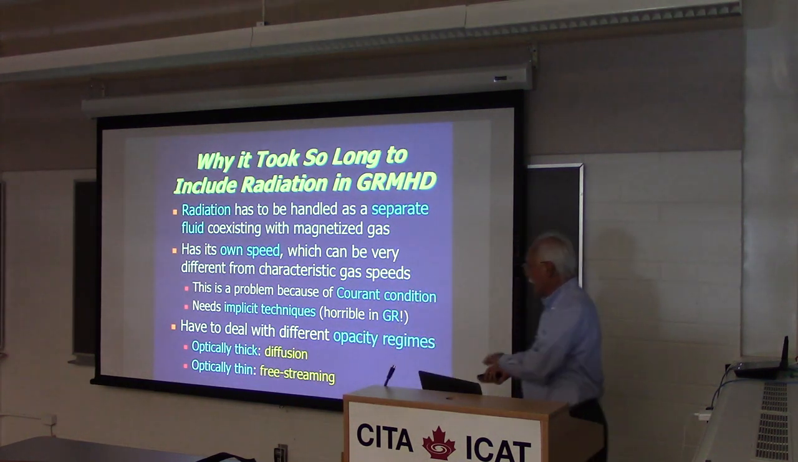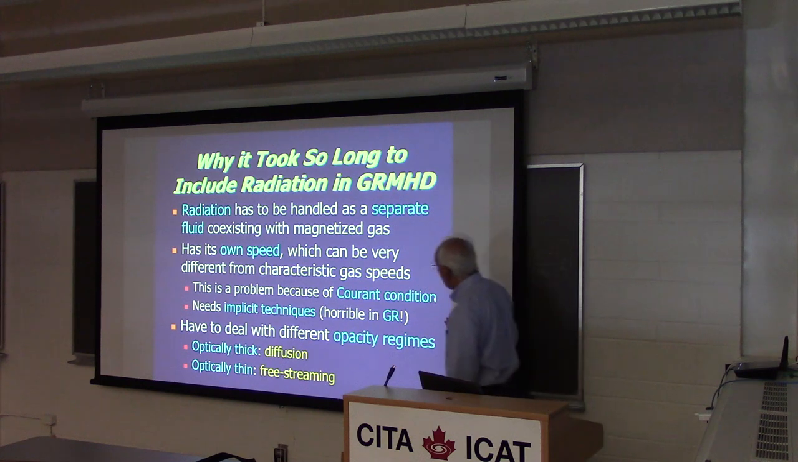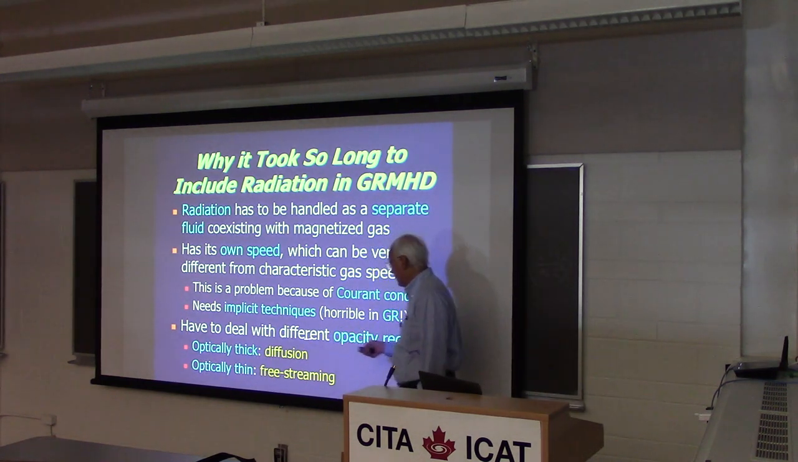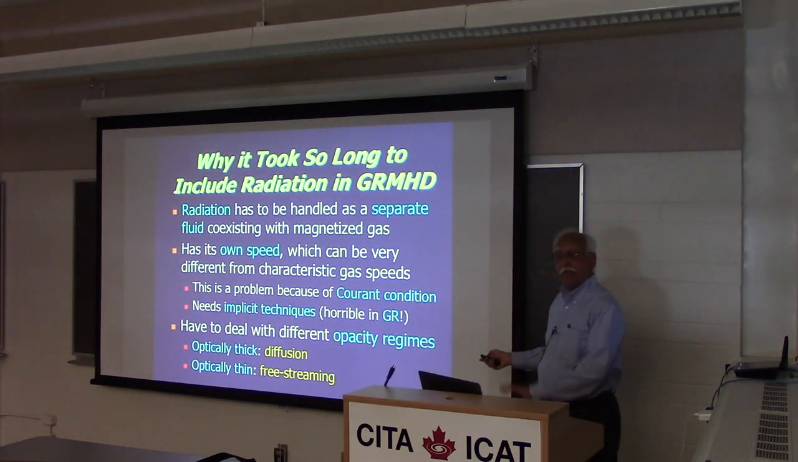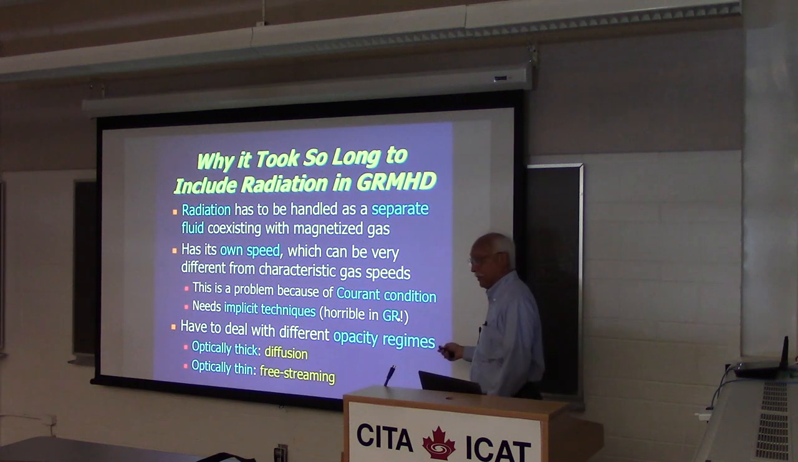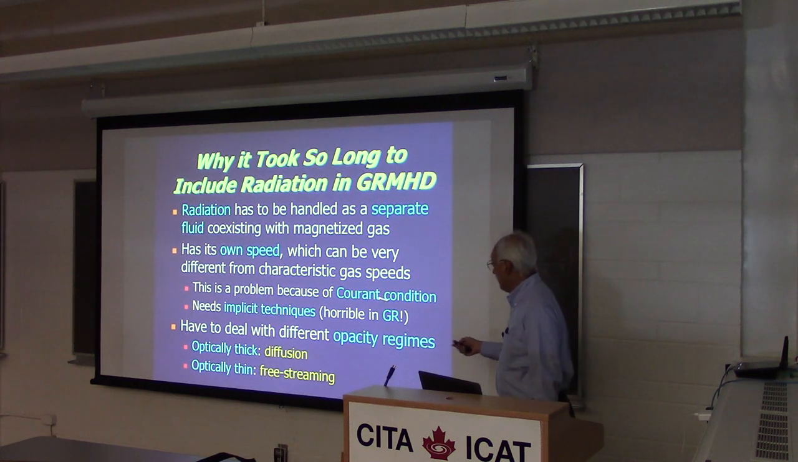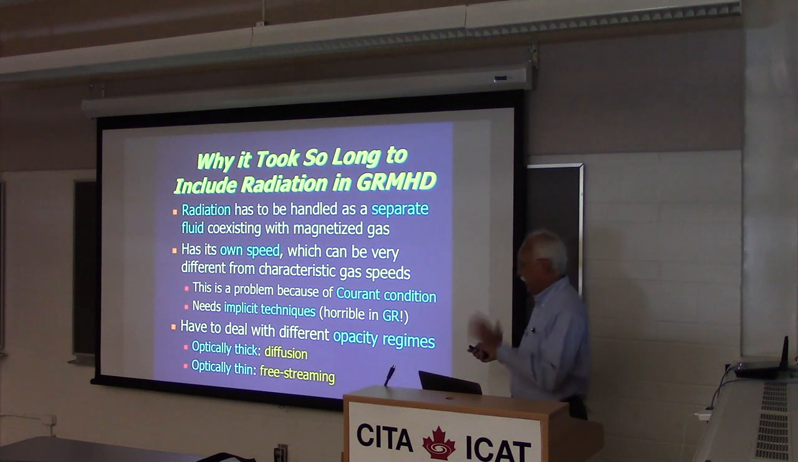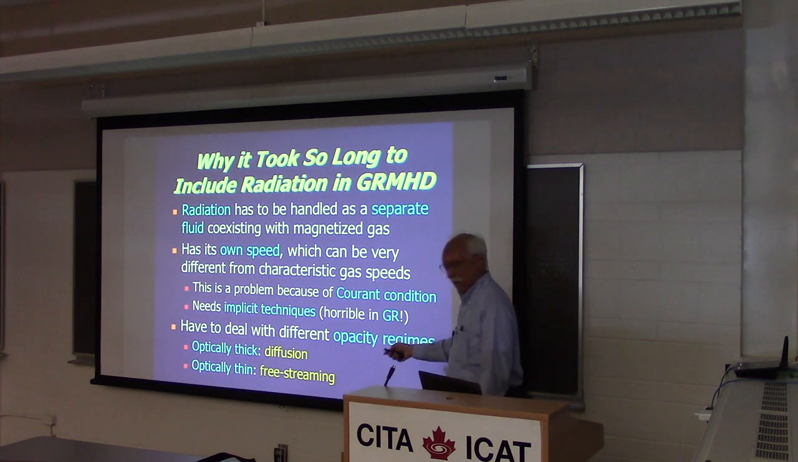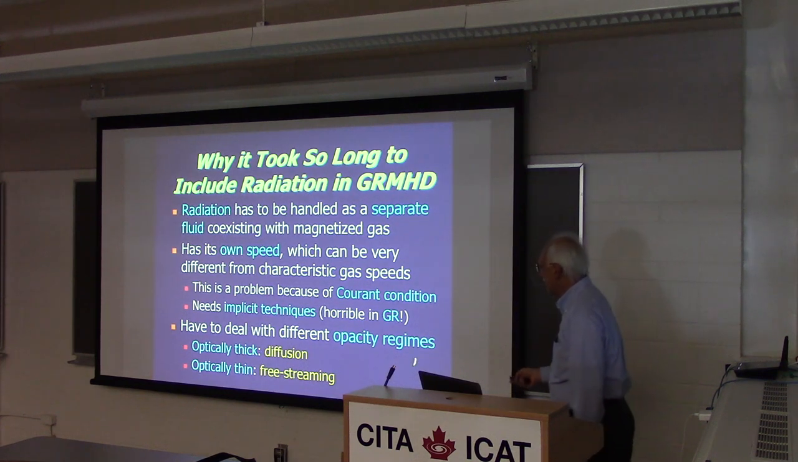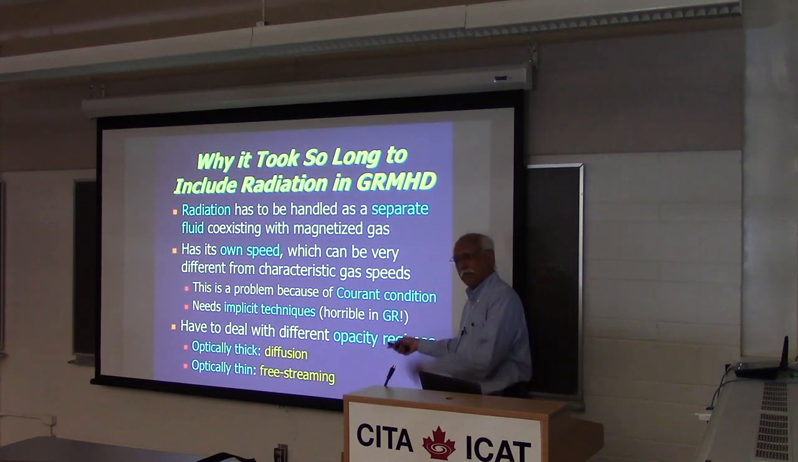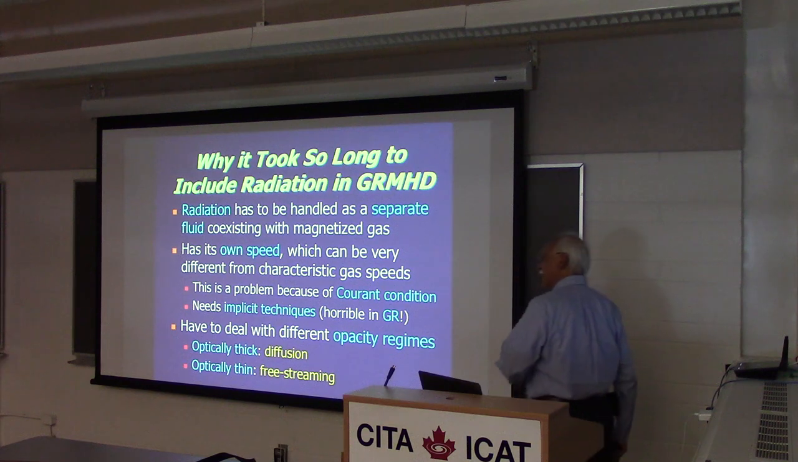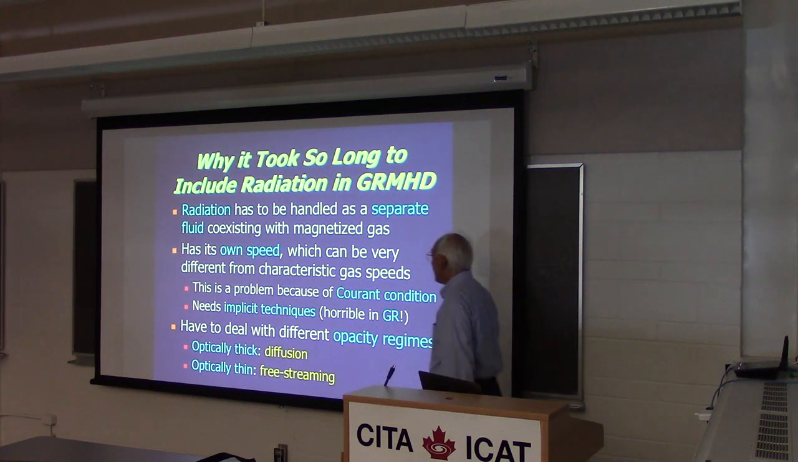So the only solution is, I mean, there are techniques that can get over Courant conditions. These are called implicit techniques. I'm not aware of anyone who has put these techniques into a relativistic code. Even thinking about it, you know, it's horrifying. So, and that's why nobody bothered to do this work. And of course, there is all this radiative transfer, optically thick, thin, and all that good stuff. You want to be able to handle all that.